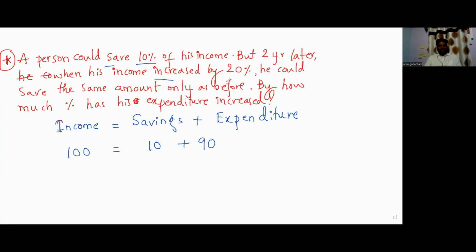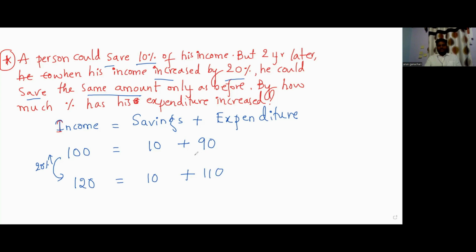But 2 years later, what happened to his income? His income increased by 20%. Matlab from 100, it became 20% extra. What is 20% more of 100? 120. Getting this? Yes, sir. He could save the same amount. He is saving how much? He is saving the same amount. Matlab he is saving 10 rupees only. So his expenditure is how much? 110.